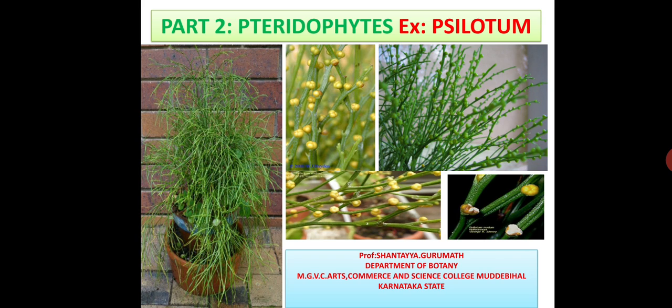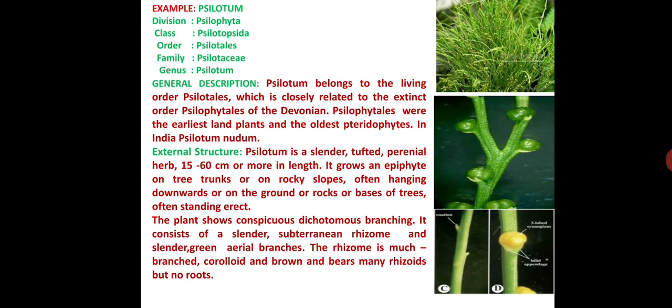Friends, today's class we discuss part 2, Pteridophytes. The best example is Psilotum. Example Psilotum: it comes under division Psilophyta, class Psilotopsida, order Psilotales, family Psilotaceae, the genus Psilotum.